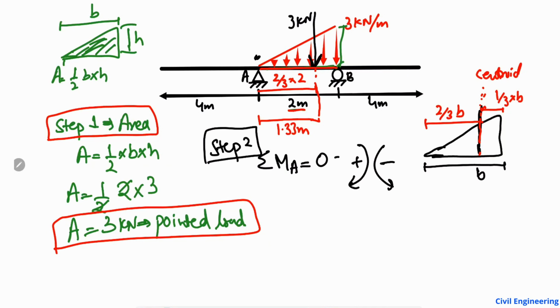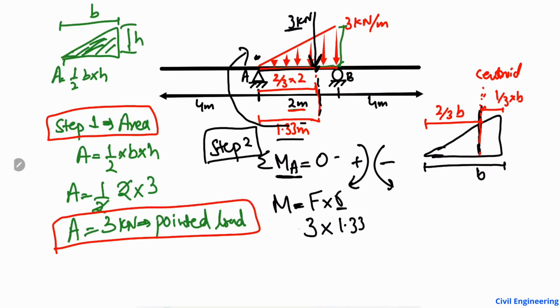The moment is basically equal to the force multiplying with the moment arm. So summation of moment at point A equal to 0. The force that creates the moment is this one, 3 kilonewton, which will create moment about point A. So it is 3 multiplying with the moment arm. The moment arm is the perpendicular distance from the load point up to the point where you want to find the moment. So from the load point up to point A, this is 1.33. This is acting in clockwise direction, so that's why it's positive.